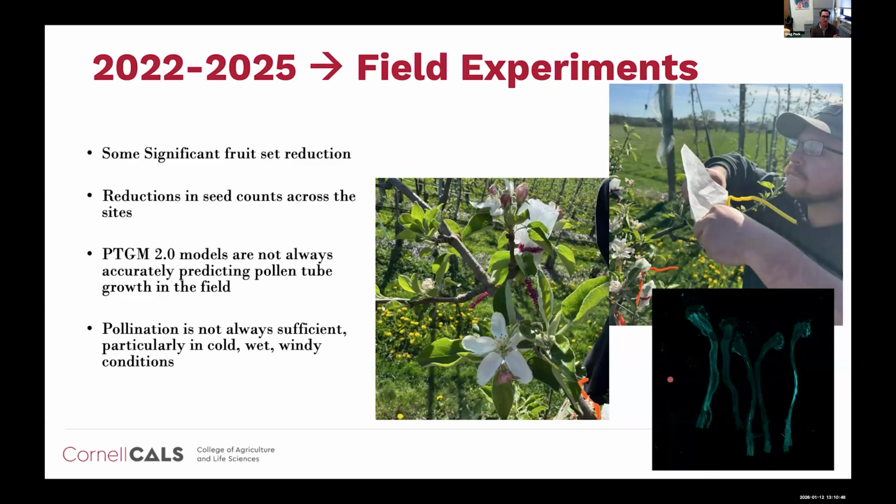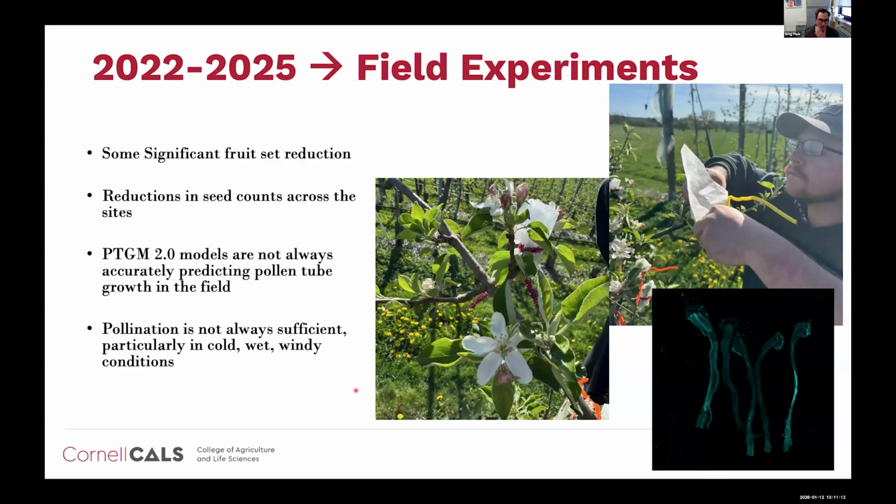Okay, so we tried to move this into the field, and the results were mixed. We had some significant fruit set reduction in some trials. We had reduction in seed count, which is promising, right? So we're not fertilizing the egg, but we weren't always able to accurately predict the pollen tube growth rate in the field, right? When we went out into the field and we did controlled pollination and then harvested those flowers and did the microscopy work.